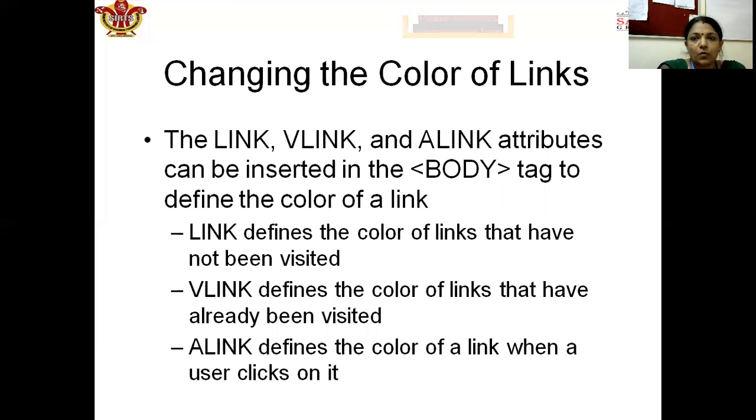Now we will see how we can change the colors of the link. The link, vlink, and alink attributes can be inserted in the body tag to define the color of the link. For example, link defines the color of links that have not been visited. The vlink defines the color of links that have already been visited. The alink defines the color of the link when a user clicks on it.